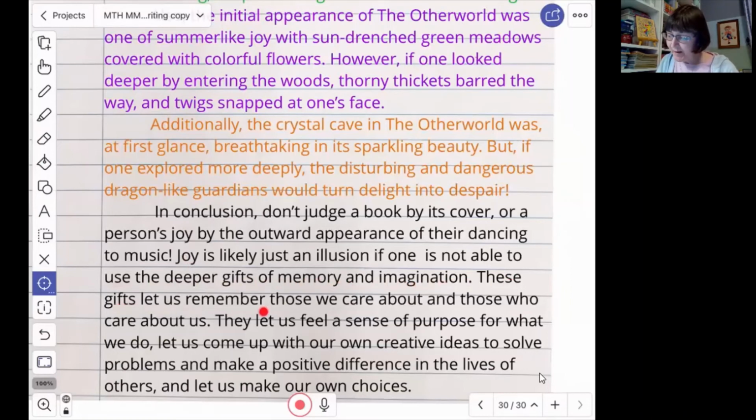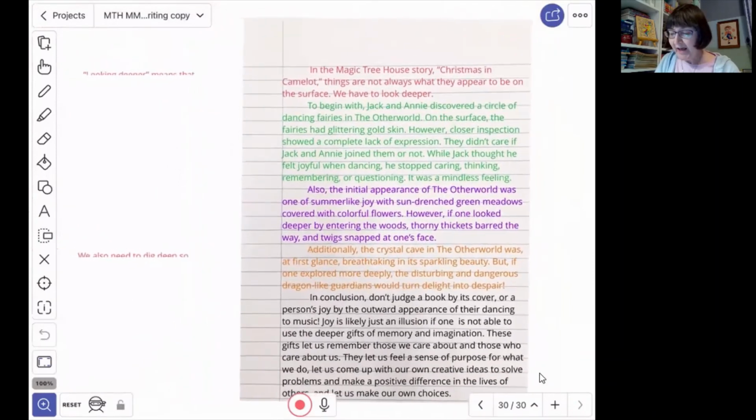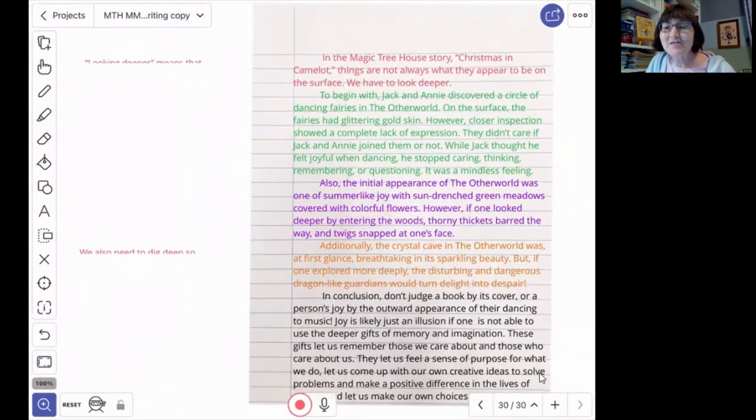These gifts let us remember those we care about and those who care about us. They let us feel a sense of purpose for what we do, let us come up with our own creative ideas to solve problems and make a positive difference in the lives of others, and let us make our own choices. Now, I really felt like I needed one more sentence to bring it to an end, and I stopped. You should not stop just because you get to the end of the page, but I stopped more for time. But I would want to look at this again and really think about how I can have a good final sentence to my essay.